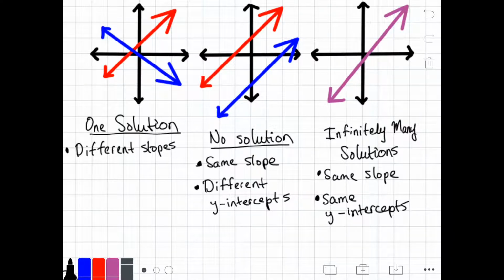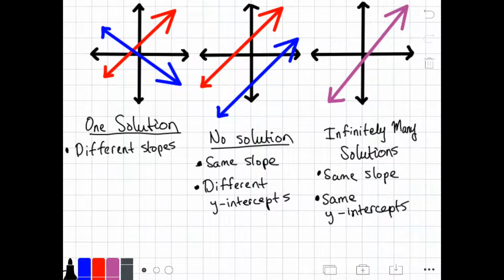Then we'll take a look at the example all the way to the right. This purple line is really two lines laid on top of each other. We have a red line and a blue line. We mix them on top of each other, we get a purple line, one solid purple line. What does that mean? Infinitely many solutions.